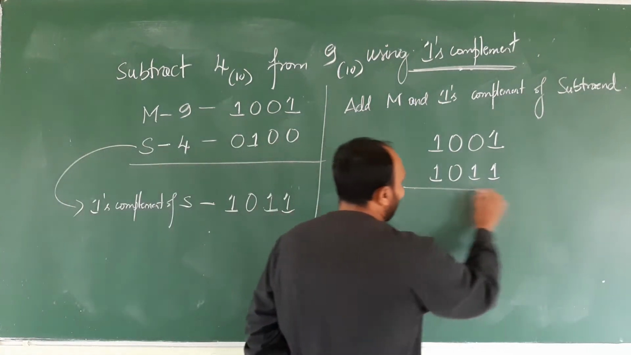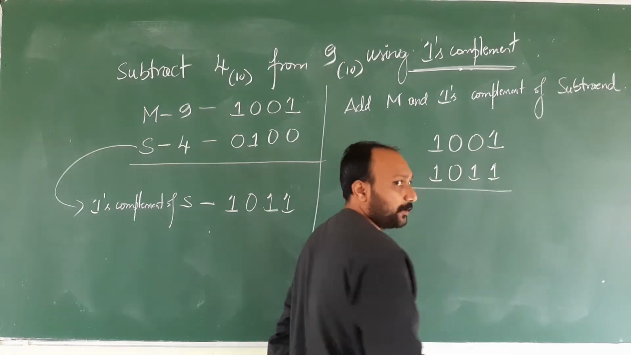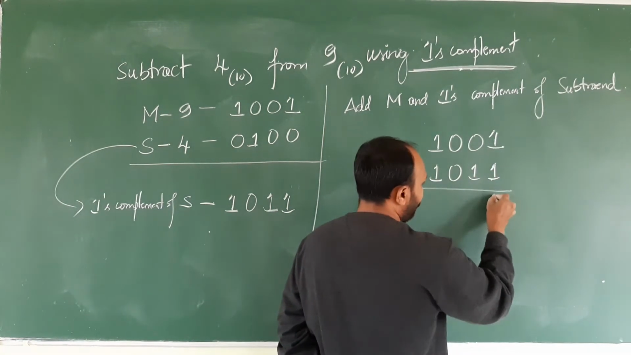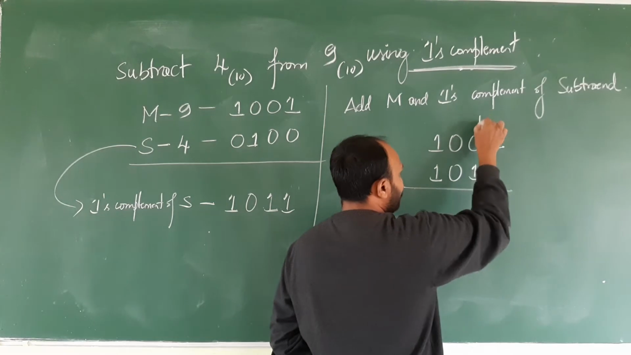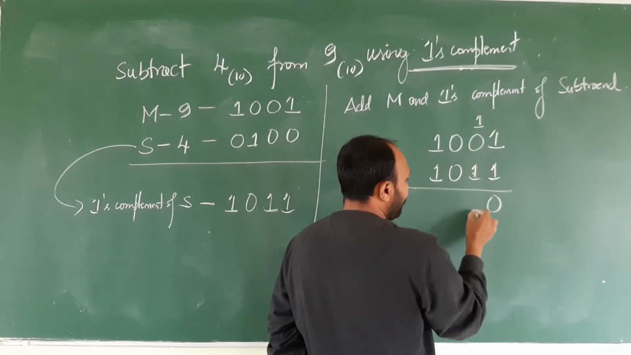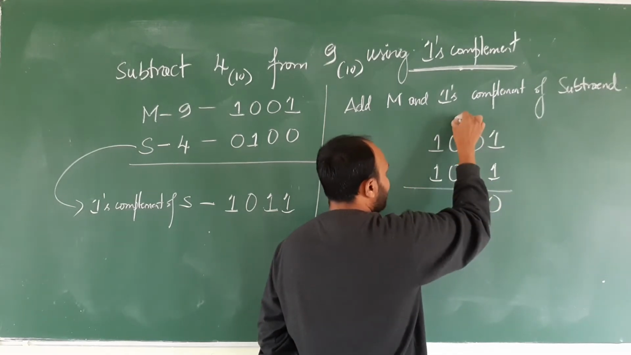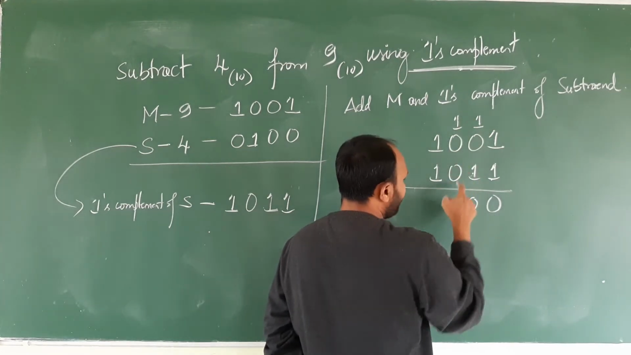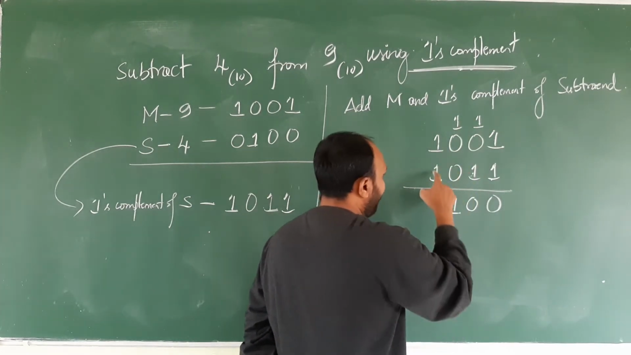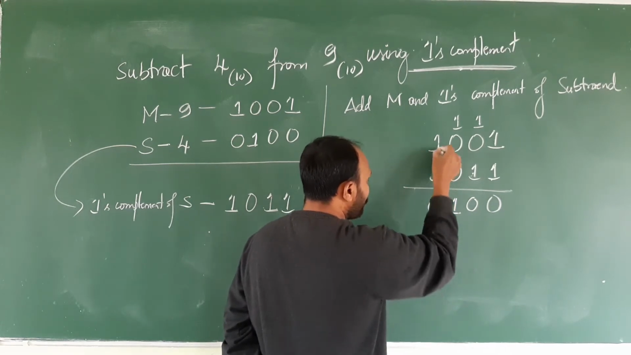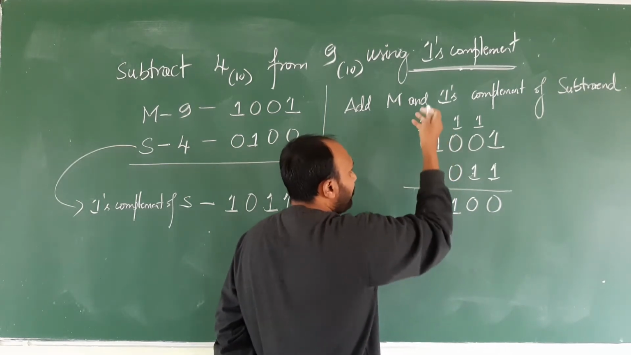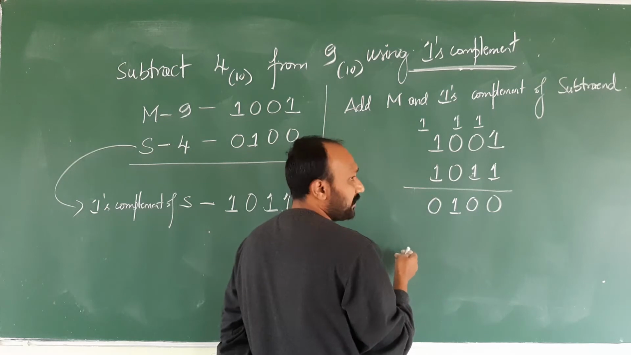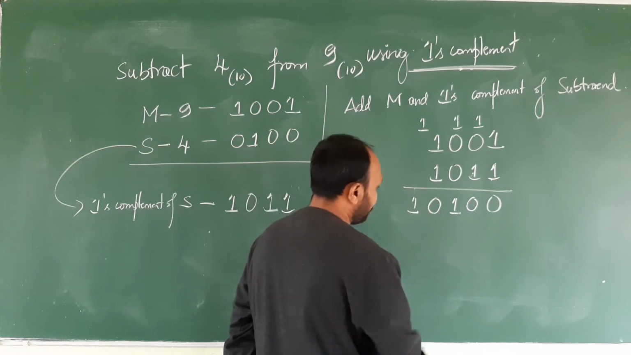So now let us add them. 1 plus 1 according to binary addition is 0. Now we carry 1 to the next higher column. 1 plus 1 again 0. Carry 1 to the next higher column, here 1. So again 1 plus 0 is 1. Again 1 plus 1 is 0. You need to carry to the next higher level, but there is no next higher column existing here. So let us consider 1 here.